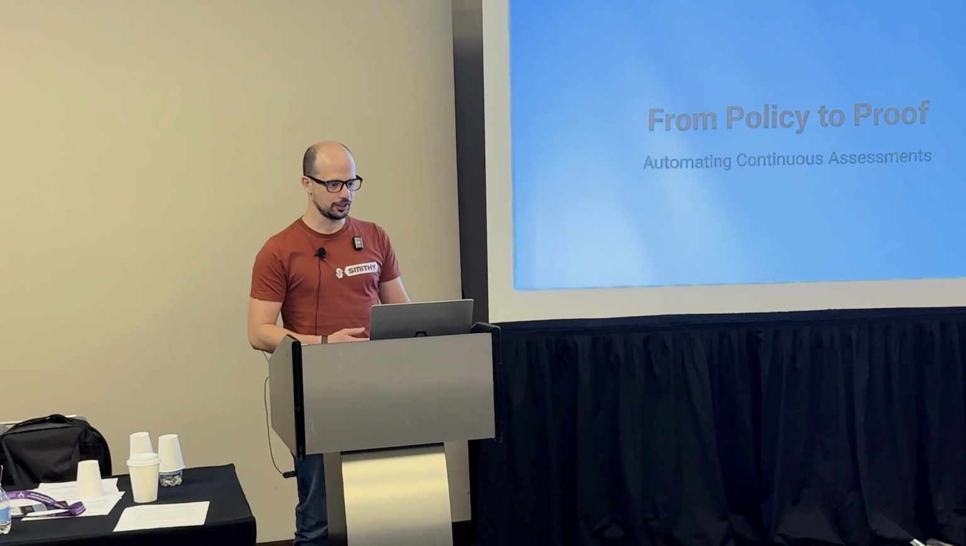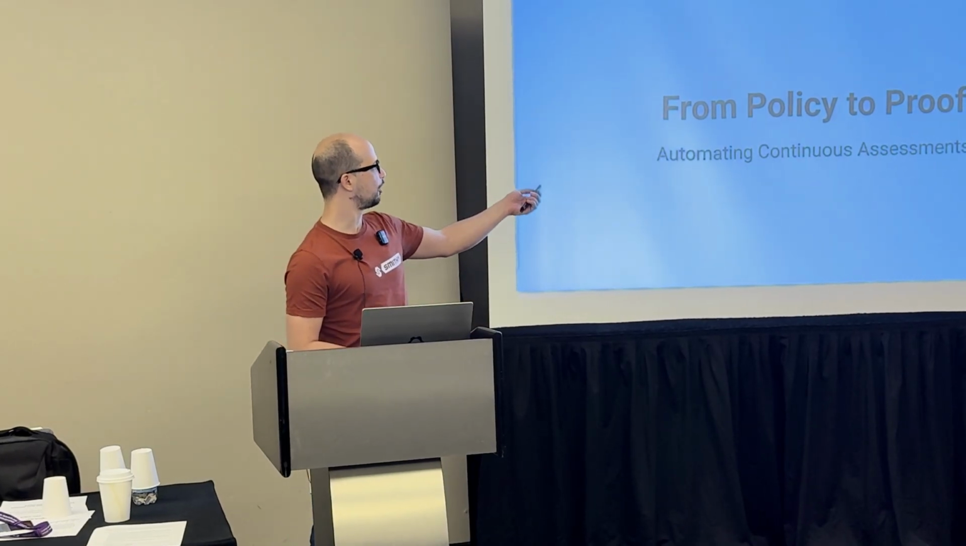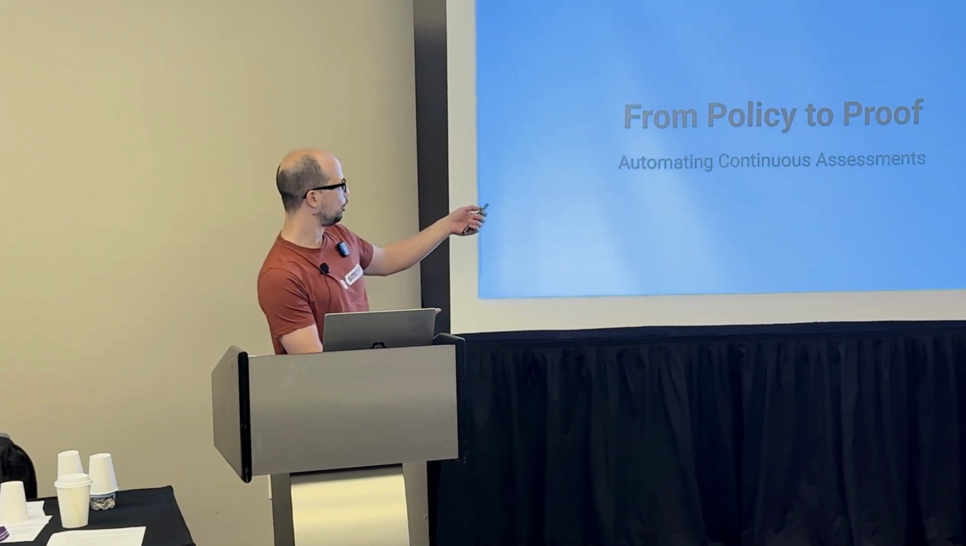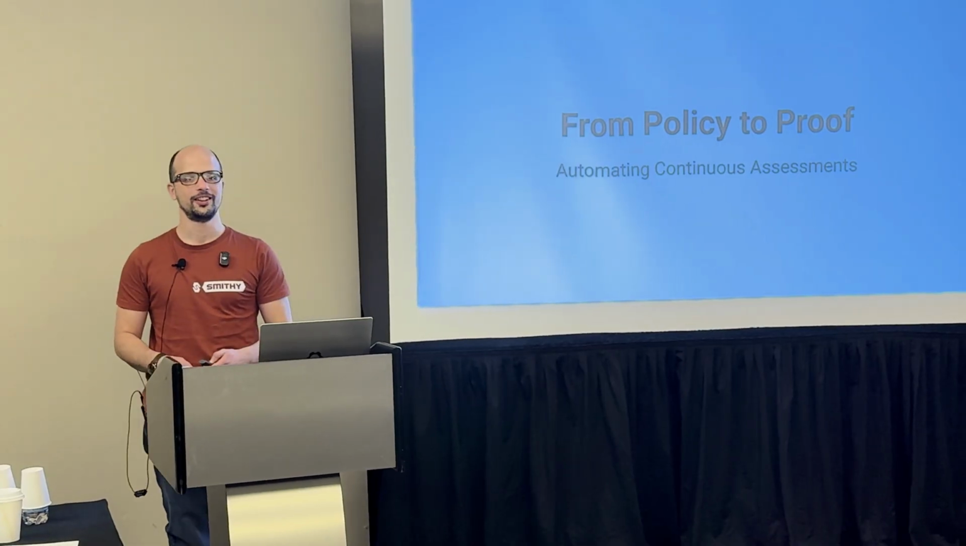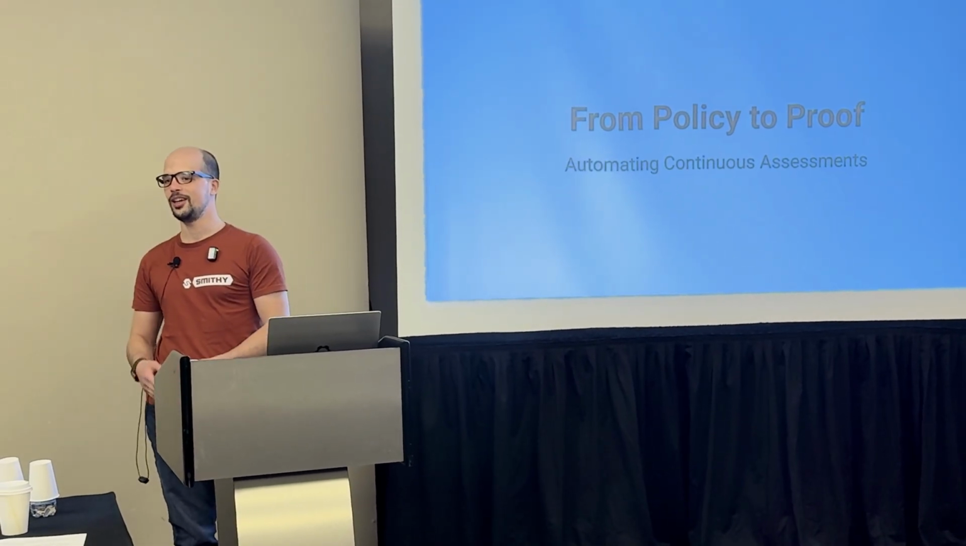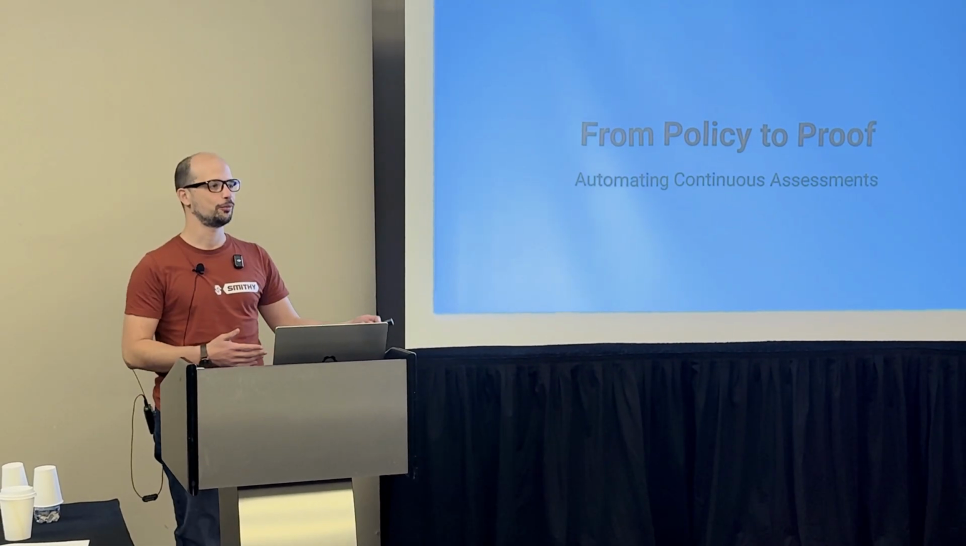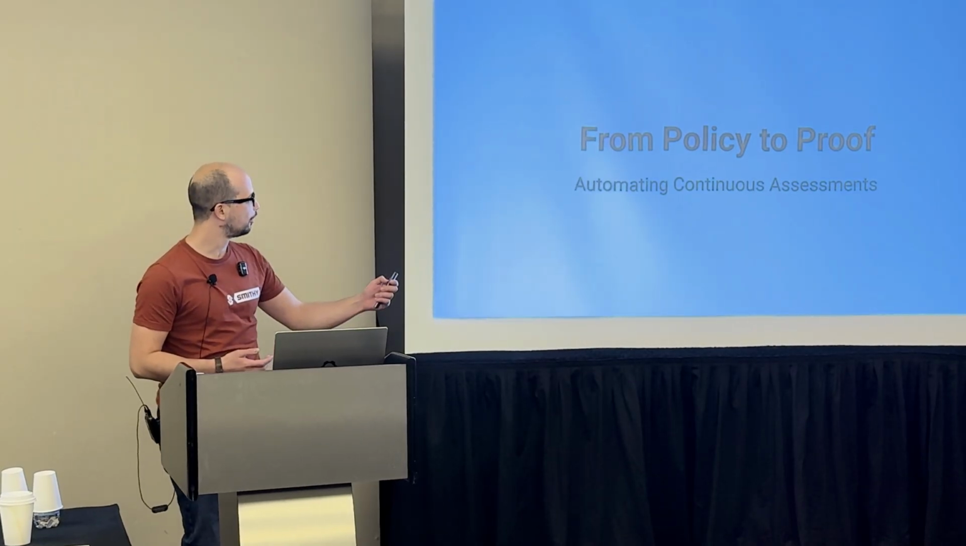We're going to start with something simple. We're going to go from policy to proof, essentially how to be lazy and automate at least as much as we can from continuous assessments.